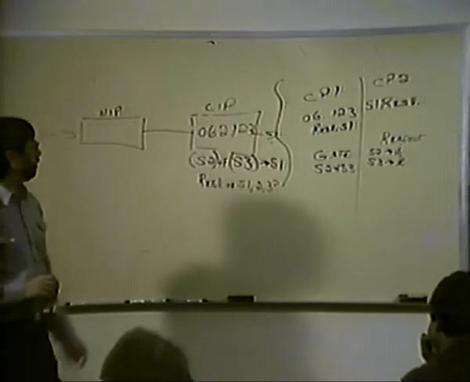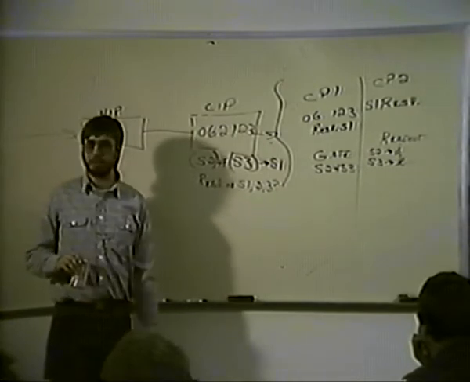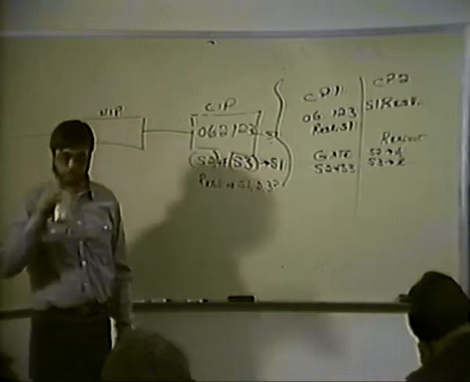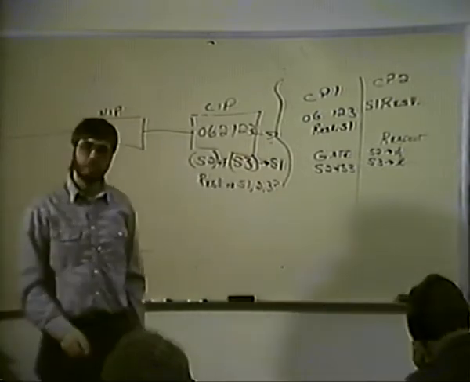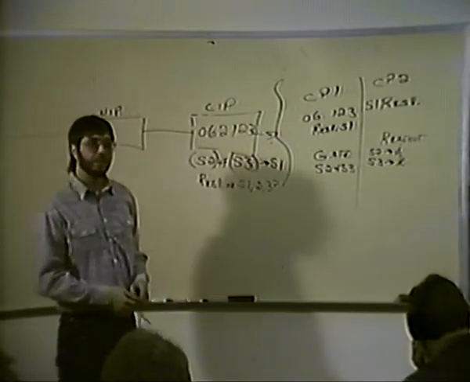But anyway, when we issue this instruction, when it's in CIP, we're going to have to make sure that S2, S3 and S1 are all available. What about the floating point functional unit? You have to check and see if that's available. Why?